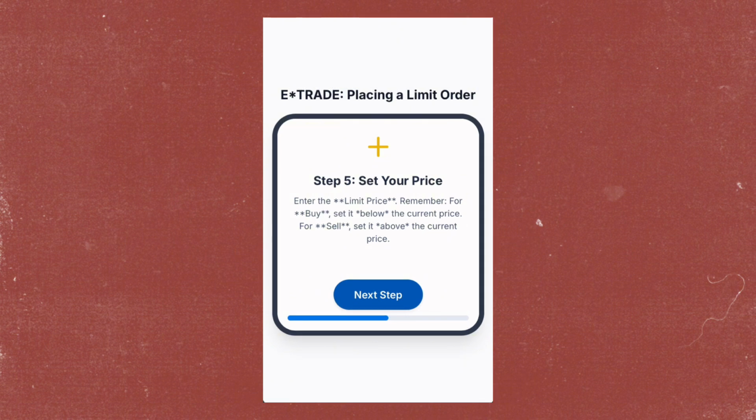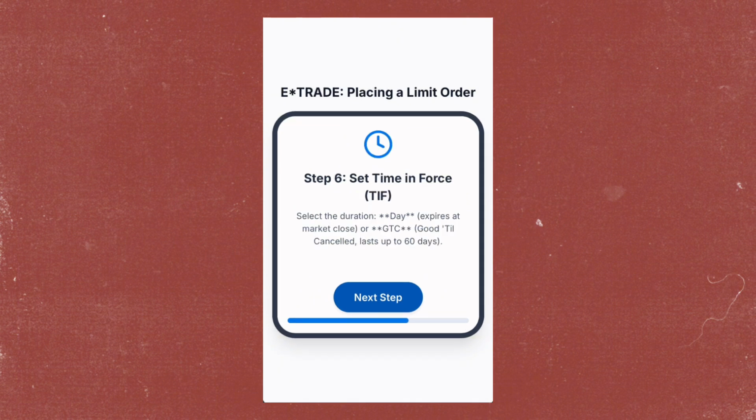Next is to set your price. Enter the limit price, and you must remember that for a buy you have to set it below the current price, and for a sell you have to set it above the current price.